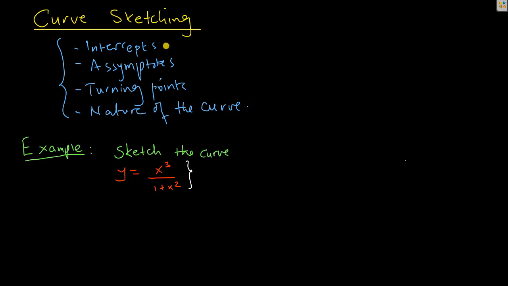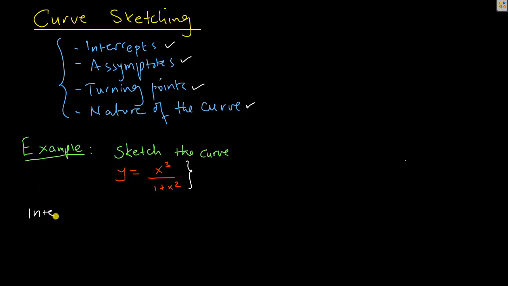We've got to have intercepts, we've got to have asymptotes, turning points, and sometimes you may need to know the nature of the curve, where the curve lies and where the curve does not lie. Alright, so let's begin with the first one, the intercepts.